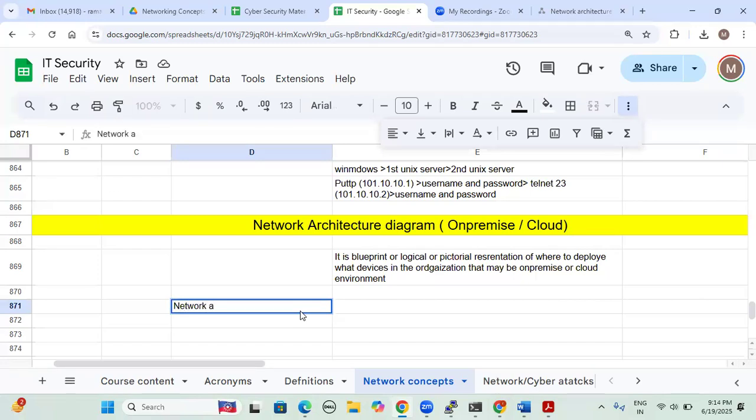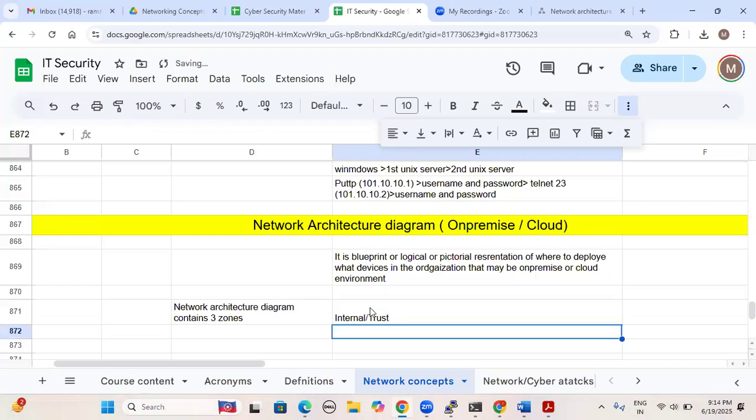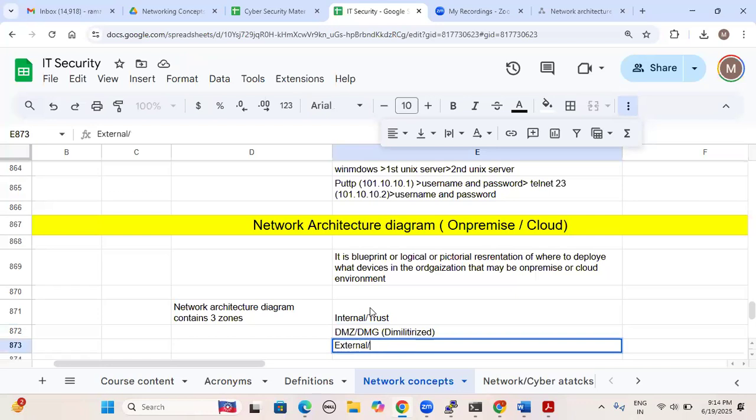The network architecture diagram contains three zones. What are those three zones? The first one is the internal or trust zone. The second zone is the DMZ, whose full form is demilitarized zone. This word came from the military. The third one is called external, or public, or internet, or untrust. We should not trust this one. Those are the three different types of zones.